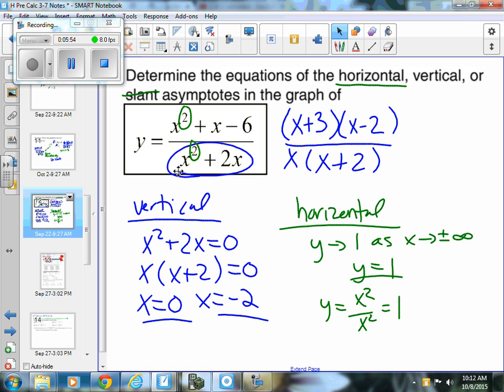So how do you know you have a horizontal? Kind of wrap this up. There'll be a horizontal if the degrees are equal or if it's bigger in the bottom. If it's bigger in the bottom, it goes to 0. If they're equal, it goes to the ratio. You'll have a slant if it's exactly one bigger in the top and you don't have what's happening in that last example where it divided out. So slant is the one bigger. You can't have both. It's either slant or horizontal. And remember, the verticals always come from the undefined places.